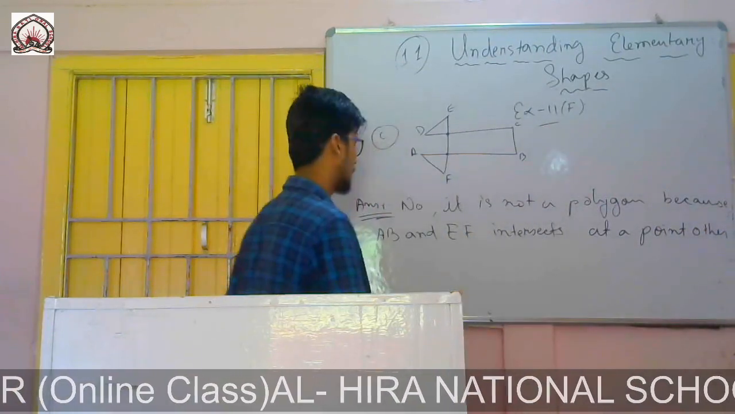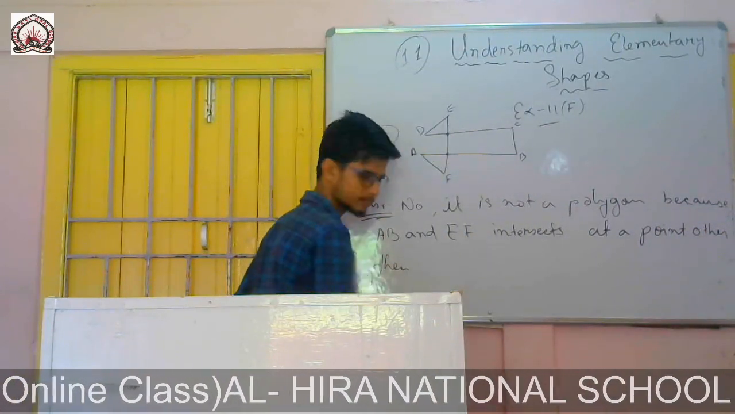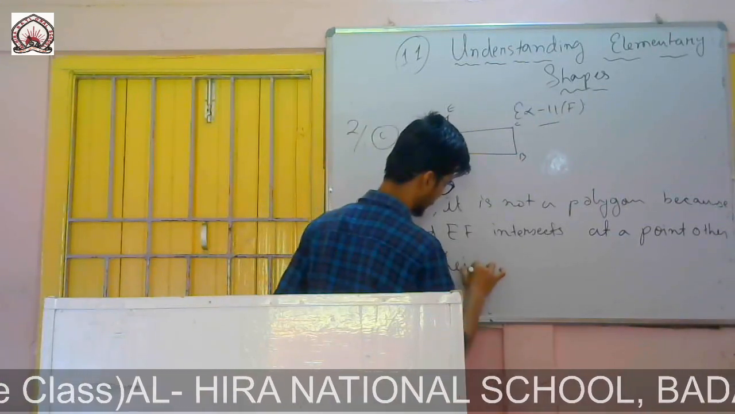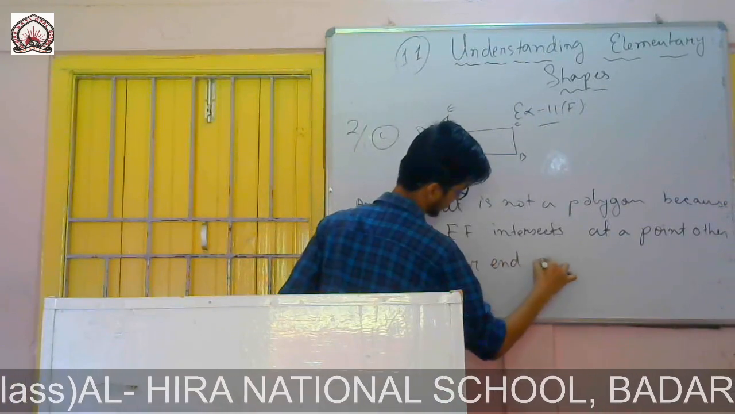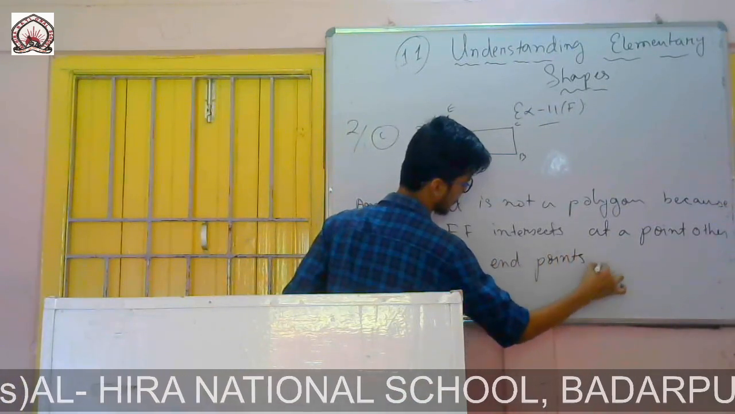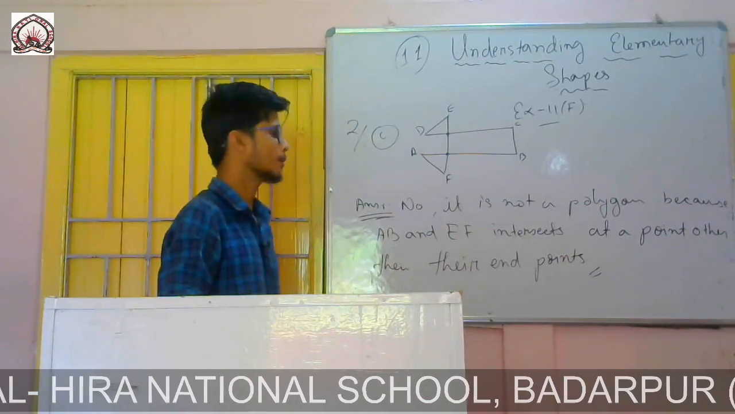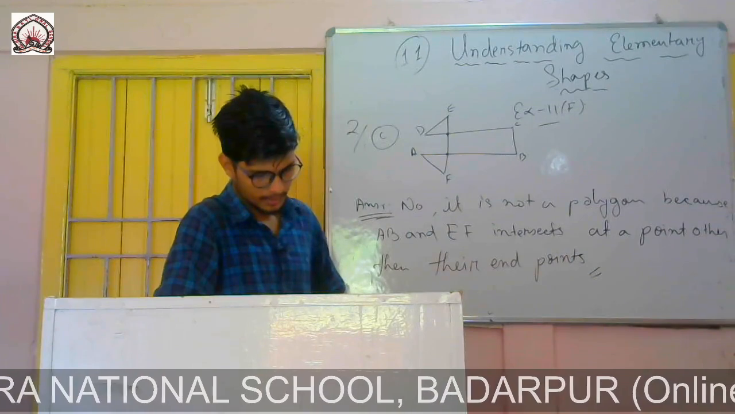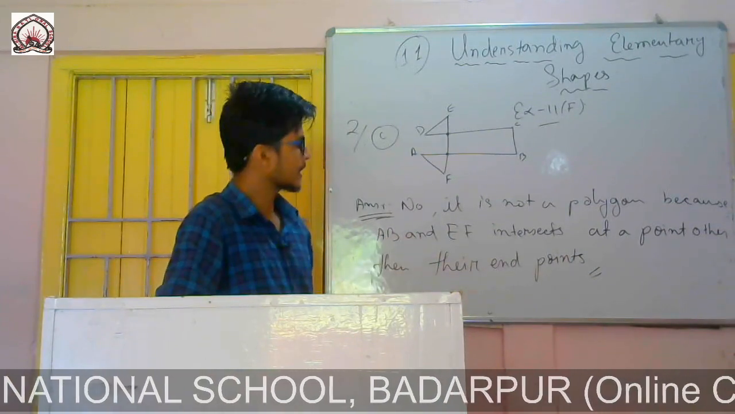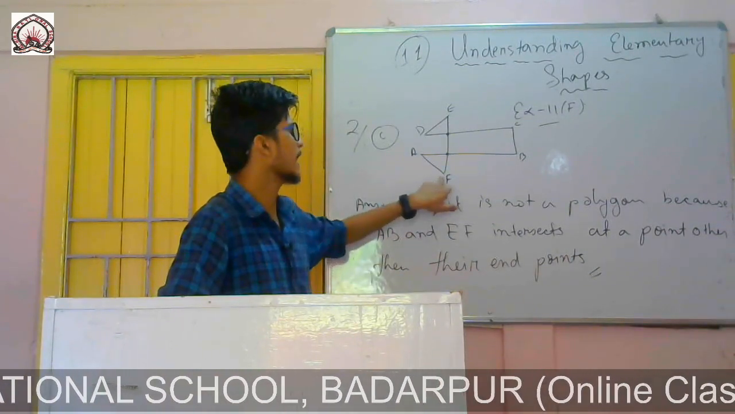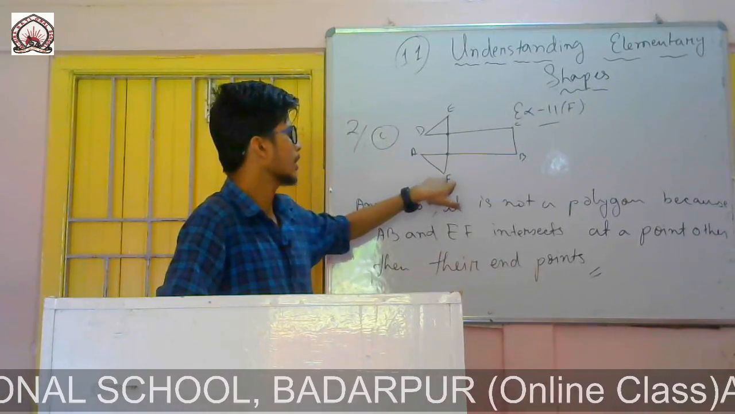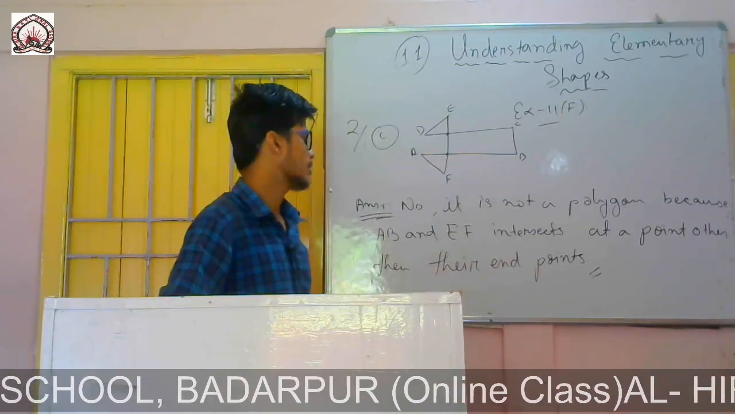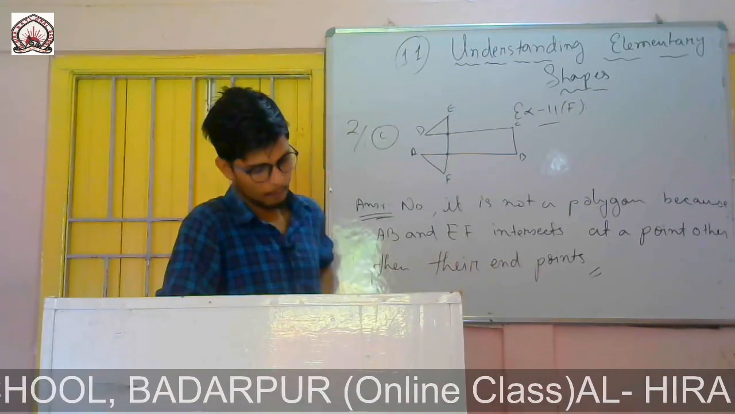At a point other than their endpoints. No, it is not a polygon because AB and EF intersect at a point other than their endpoints. So these are the endpoints. Before touching this point, they intersected in the middle. So we'll say that it is not a polygon.